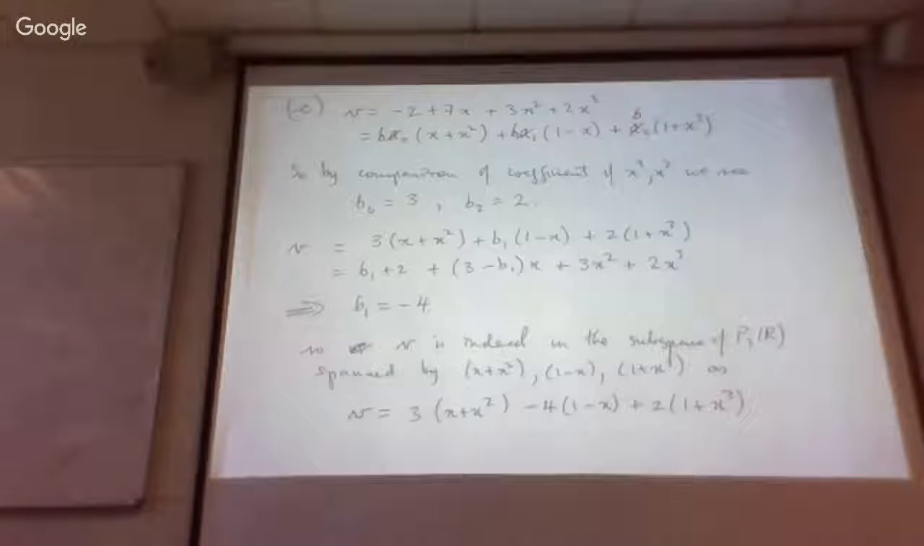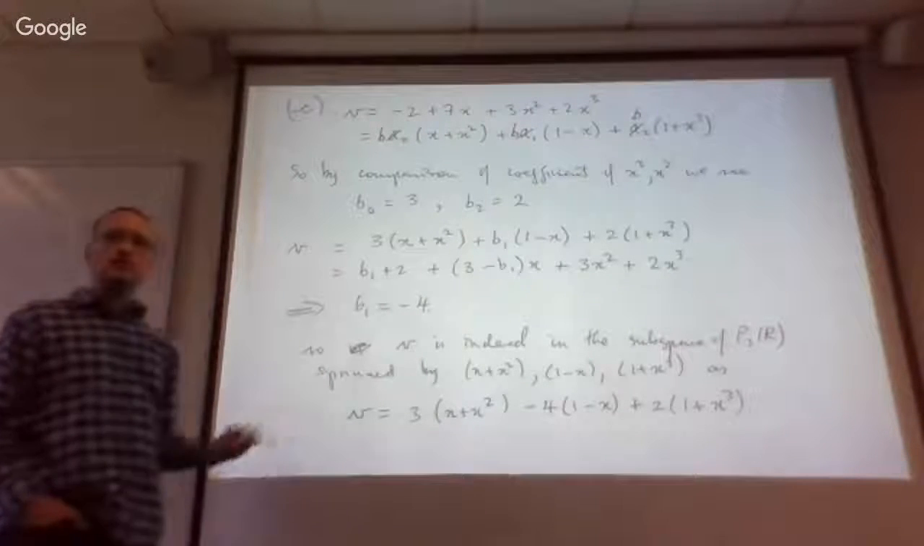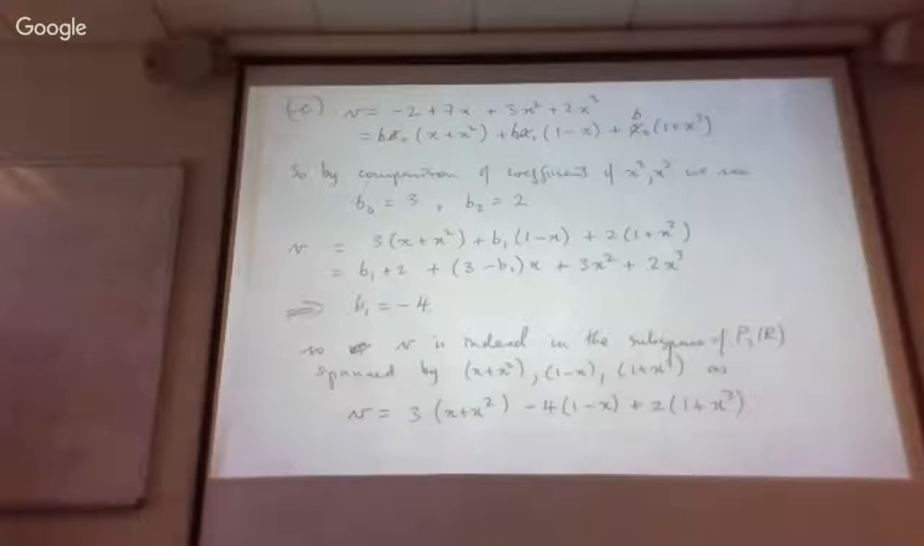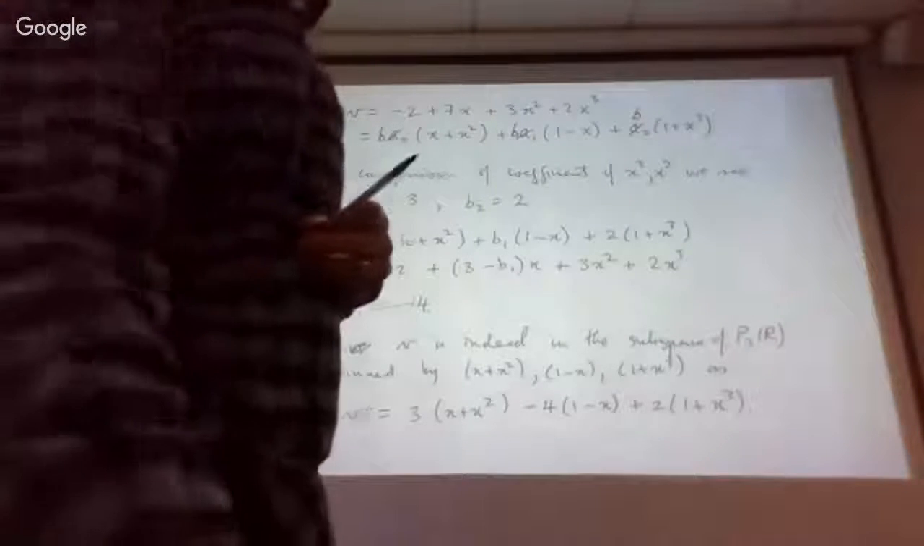If that question had been, if you had genuinely been given a basis for the space, then you could have approached it using transformation matrices as well, which maybe I'll show you an example of in one of the later classes today, just to give a complete treatment to that.